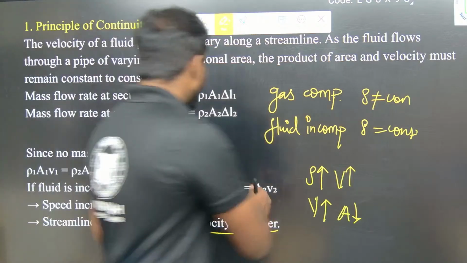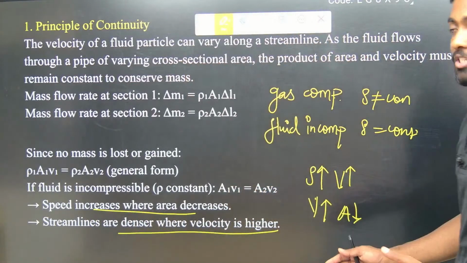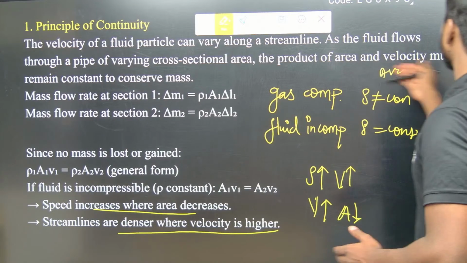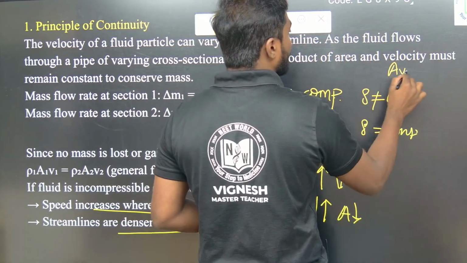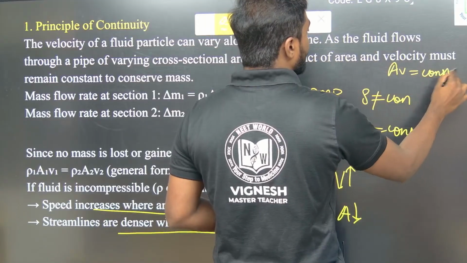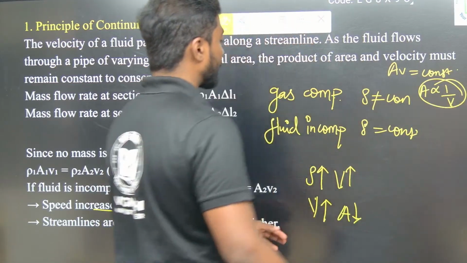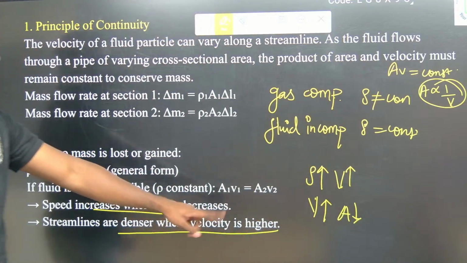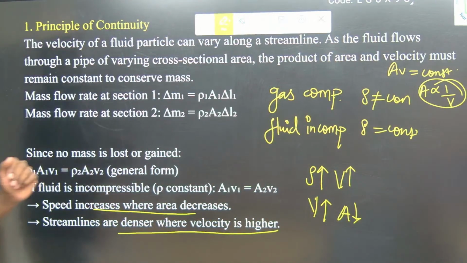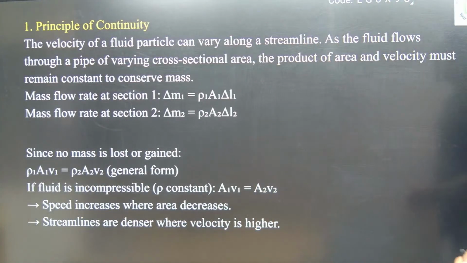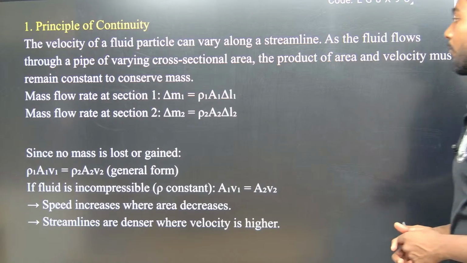Because when I take A V equals constant, A is inversely proportional to V. So when velocity increases, area decreases; when area increases, velocity decreases. If you want, you can take a screenshot of this. We'll go for the next slide.